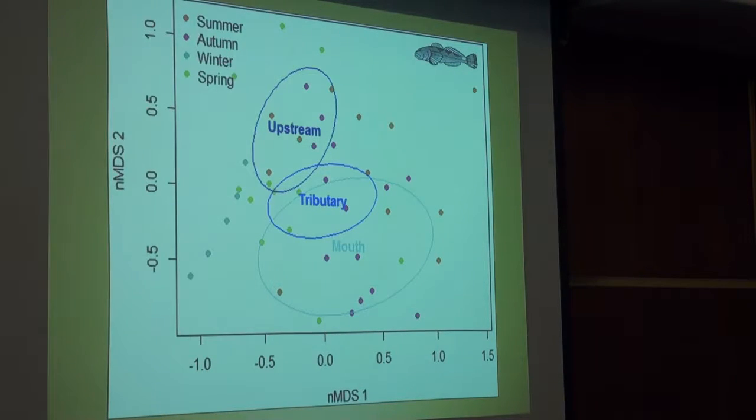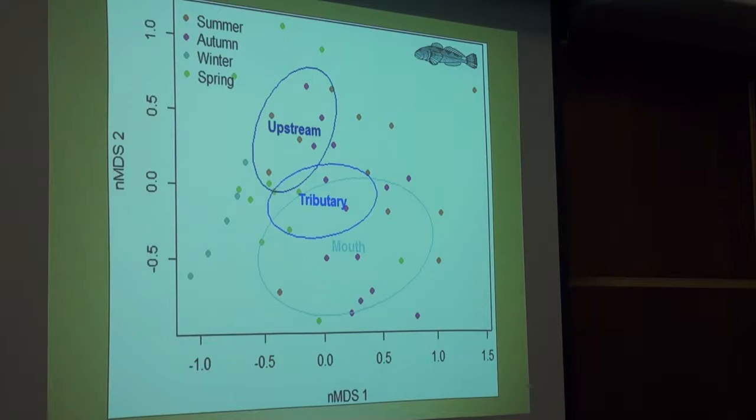And here we have a really nice upstream to downstream gradient with a lot of overlap between the tributary and mouth stations, which were a short walking distance from each other, and no overlap between the upstream and the mouth stations, which were about a mile apart.